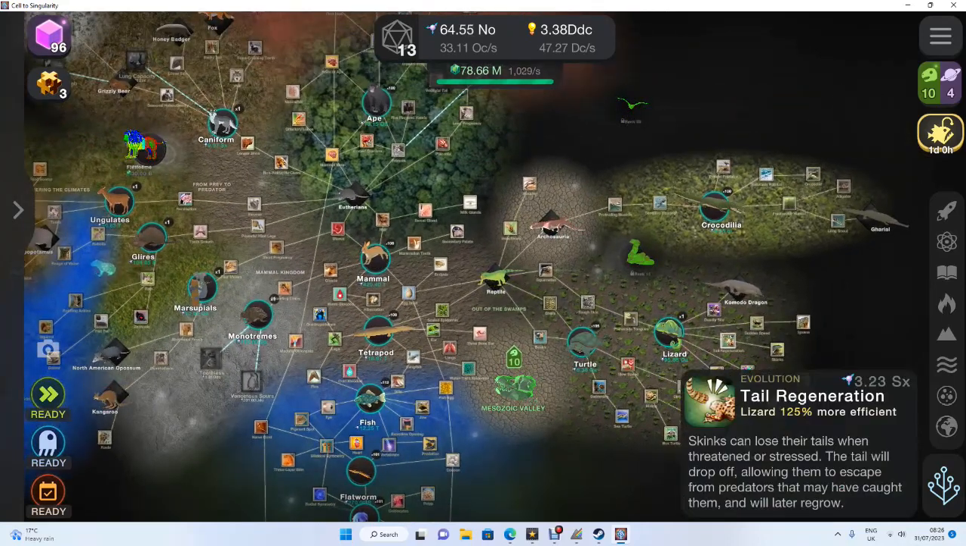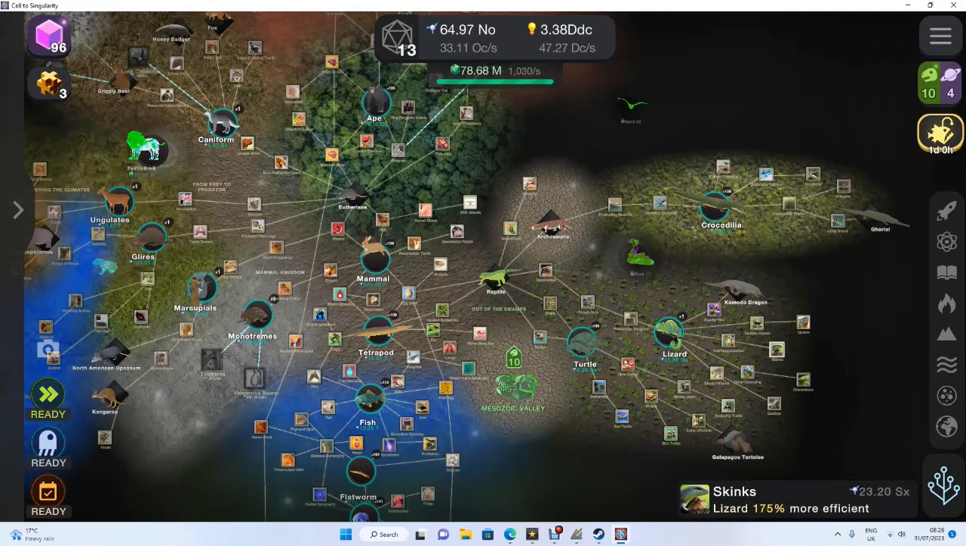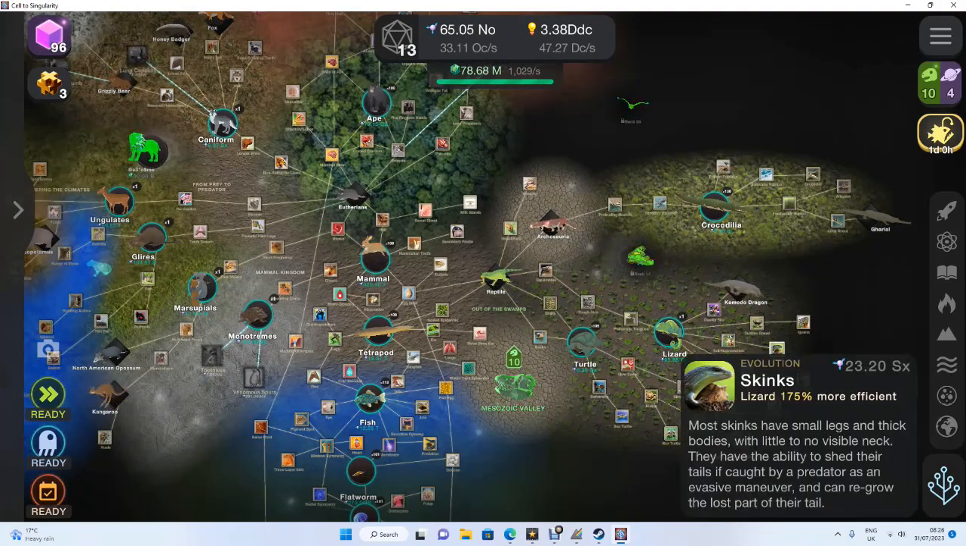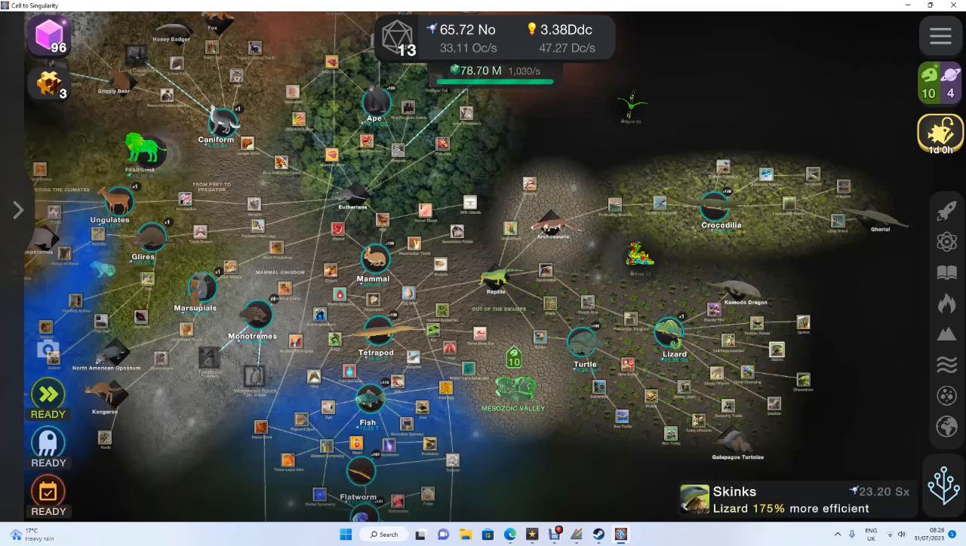Tail regeneration. Oh my god. Skinks can lose their tails when threatened or stressed. Their tail will drop off, allowing them to escape from predators that may have caught them, and will later regrow. Skink. Look at his happy face. Little small head. Most skinks have small legs and thick bodies, with little to no visible neck. They have the ability to shed their tails if caught by a predator as an evasive maneuver, and can regrow the lost part of their tail.